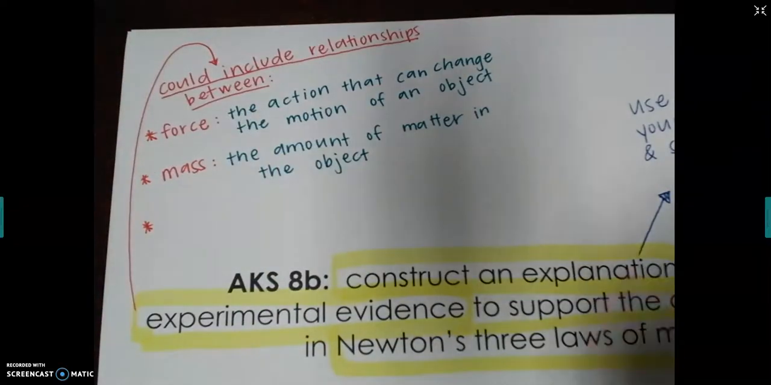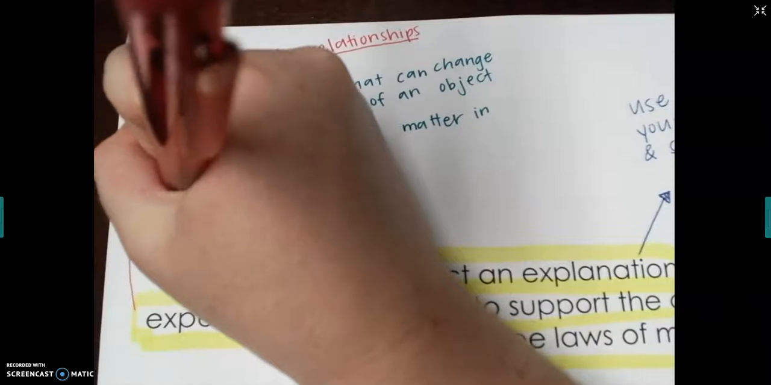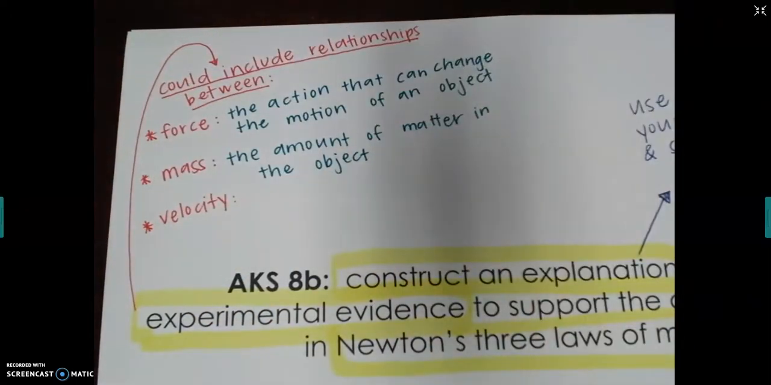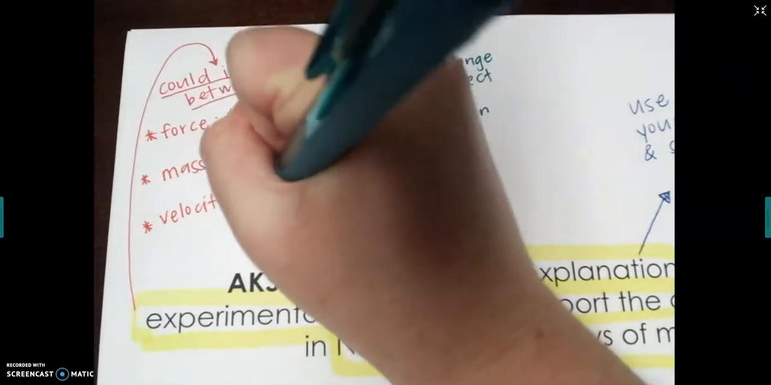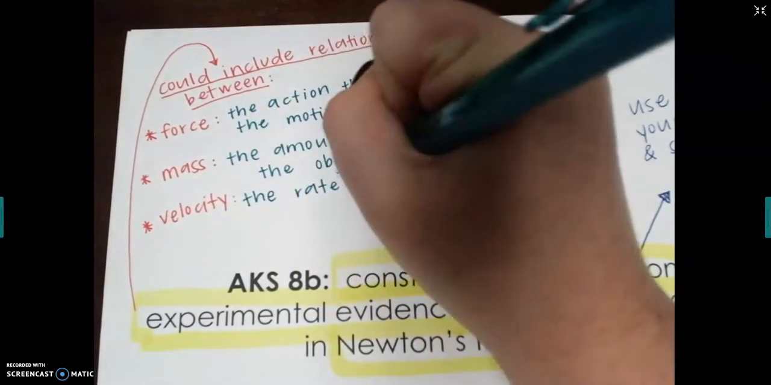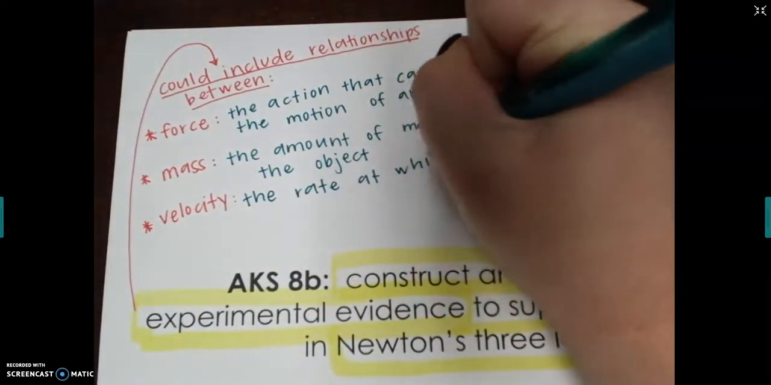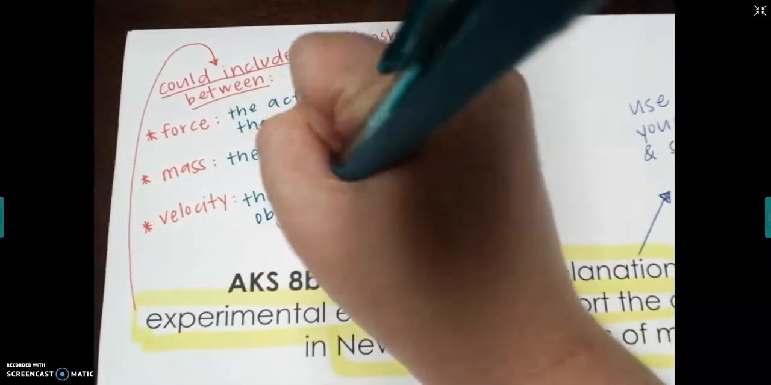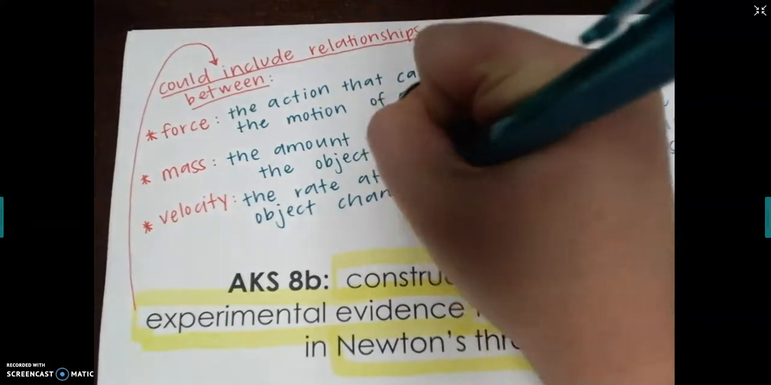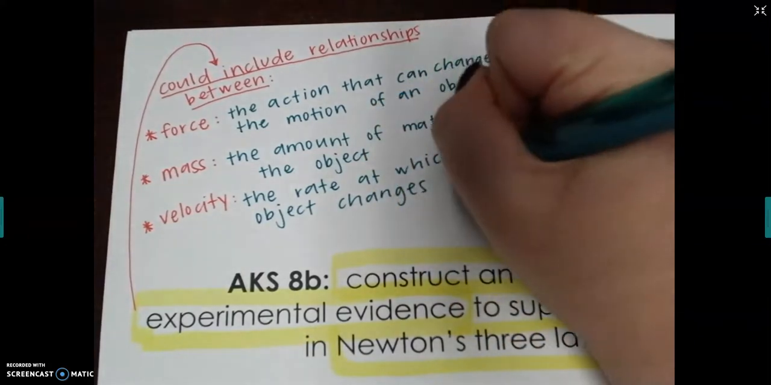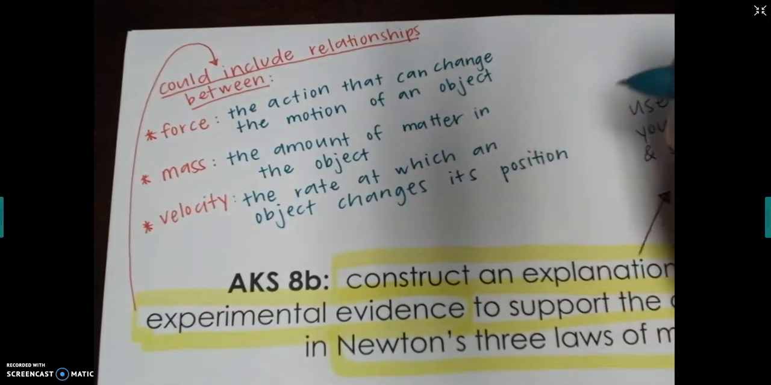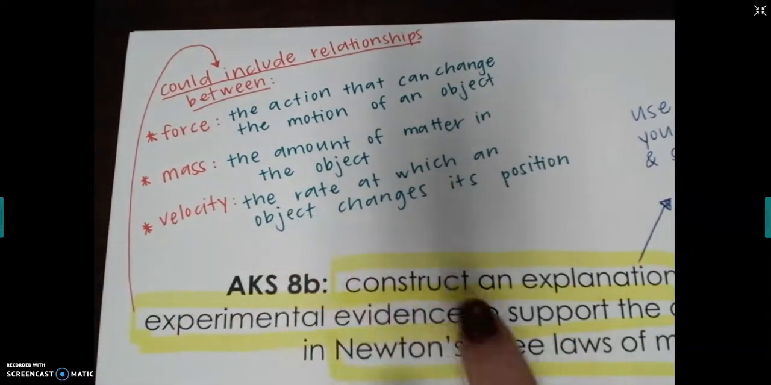Our next factor is going to be velocity. And velocity is going to be the rate at which an object changes direction, or changes its position. So velocity is going to be that rate that the object is changing its position from one place to another.